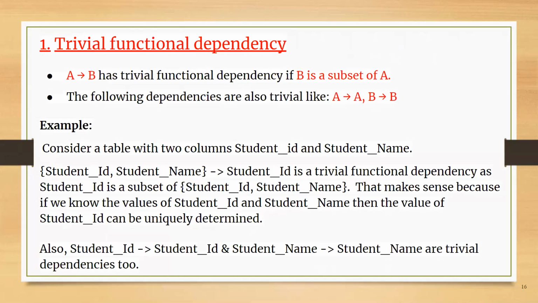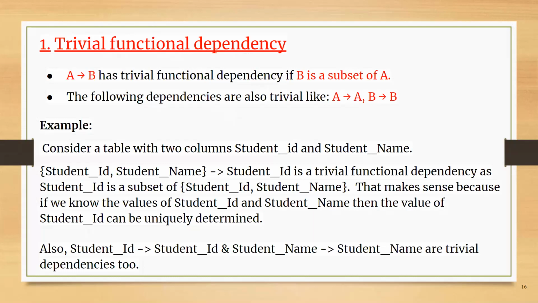Consider a table which has two attributes, that is student ID and student name. When I talk about student ID and student name, it is a trivial functional dependency as student name is a subset of student ID together with student name. This makes sense because if we know the student ID, then we can know the student name, because the student ID will uniquely identify all the records in the table. Similarly, your student ID is dependent on student ID, because if you have a student ID present, then only you can make the functional dependency. Similarly, if you have a student name present, then only you can have a student name dependency.